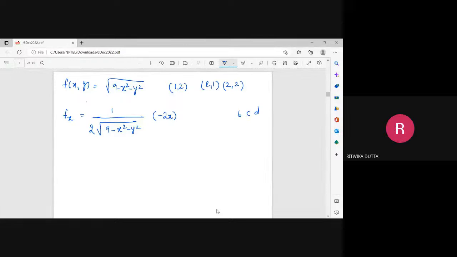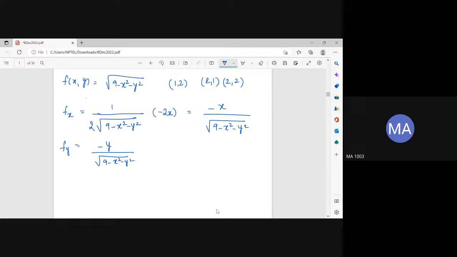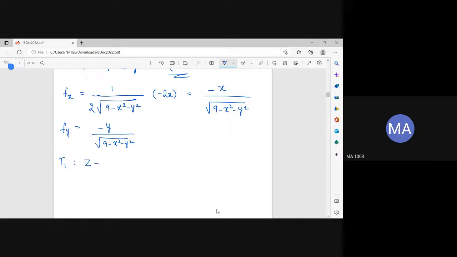Okay, fine. So this is minus x by square root of 9 minus x squared minus y squared. Fy is similarly minus y by square root of 9 minus x squared minus y squared. So t1 is the equation of the tangent plane at the point 1 comma 2. So z is equal to f of 1 comma 2 plus fx of 1 comma 2 into x minus 1 plus fy at 1 comma 2 into y minus 2. So f of 1 comma 2.